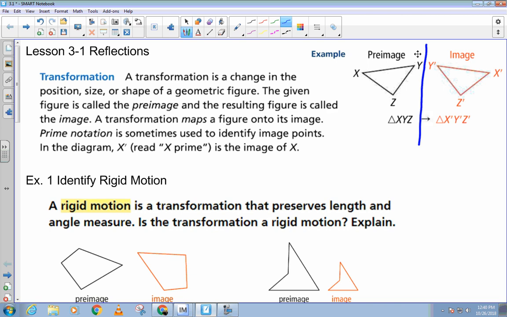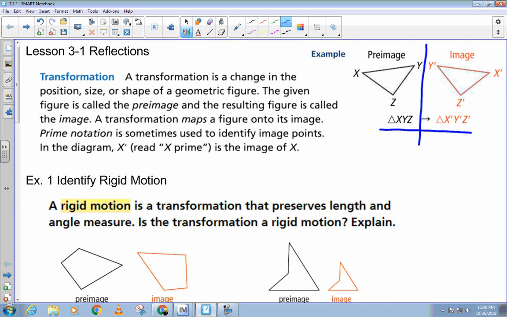But you take it and you flip it over. Now see, when you flip it over, the Y becomes Y prime because that's its new location. The X becomes X prime and the Z becomes Z prime. And so this right here, you would read as triangle XYZ maps onto triangle X prime, Y prime, Z prime. So this is a reflection.